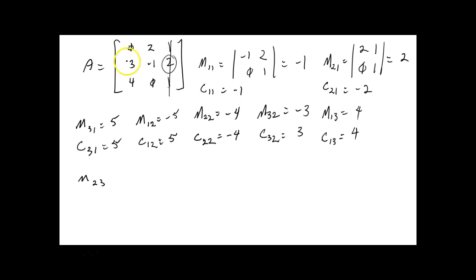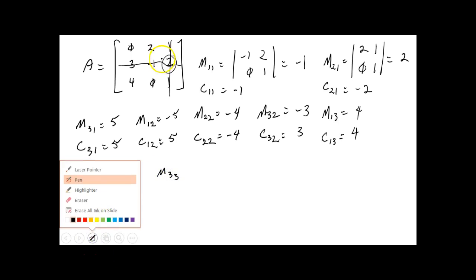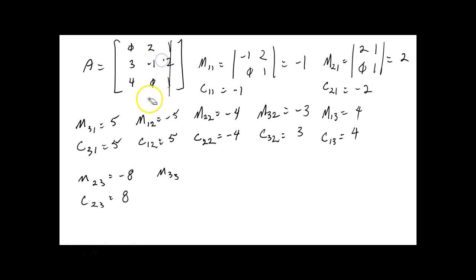Okay. So, eliminate the second row, third column. Got it. What's your minor? Negative 8. What's the cofactor? 8. Perfect, because that's an odd sum of your subscripts, and since it's an odd sum, then you change the sign. And the last one is M of 3,3. Okay?